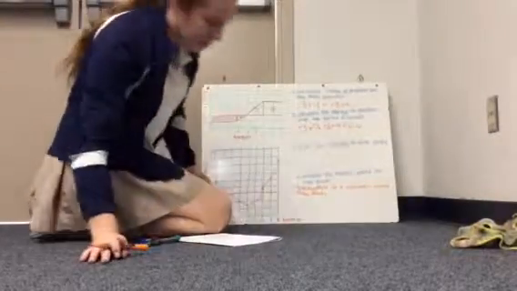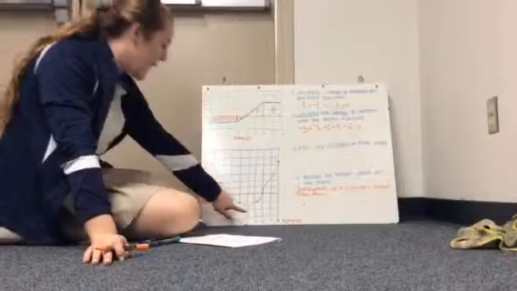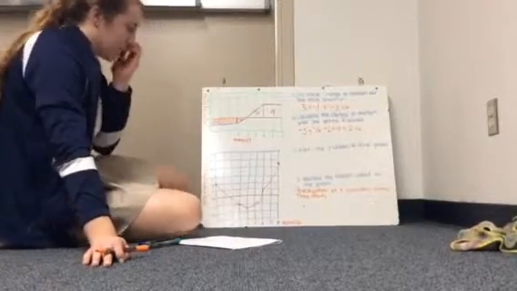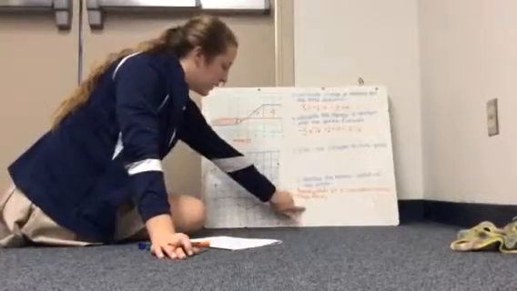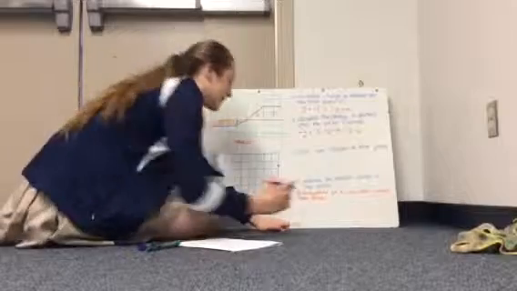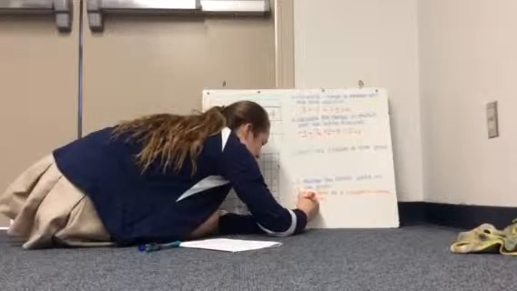To find the acceleration, you're looking for the tangent line. So at 4 seconds, your tangent line is 0. It's horizontal, so it's 0. So you know that the object stops and then speeds up going forwards this time because it's in the positive direction.